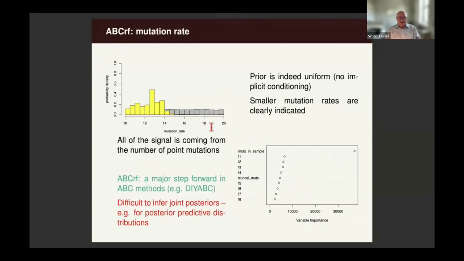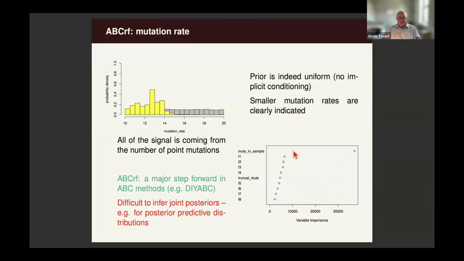So let's look at the mutation rate. So the prior was uniform. And what we learned from the posterior is that it's quite a lot smaller than the original process indicated. So we've learned something. And in this case, as you might expect, all of the signal is coming from the point mutation, the number of point mutations. Here's the importance of the number of mutations in the sample. So this is all very well. It's a wonderful method. It works extremely robustly.